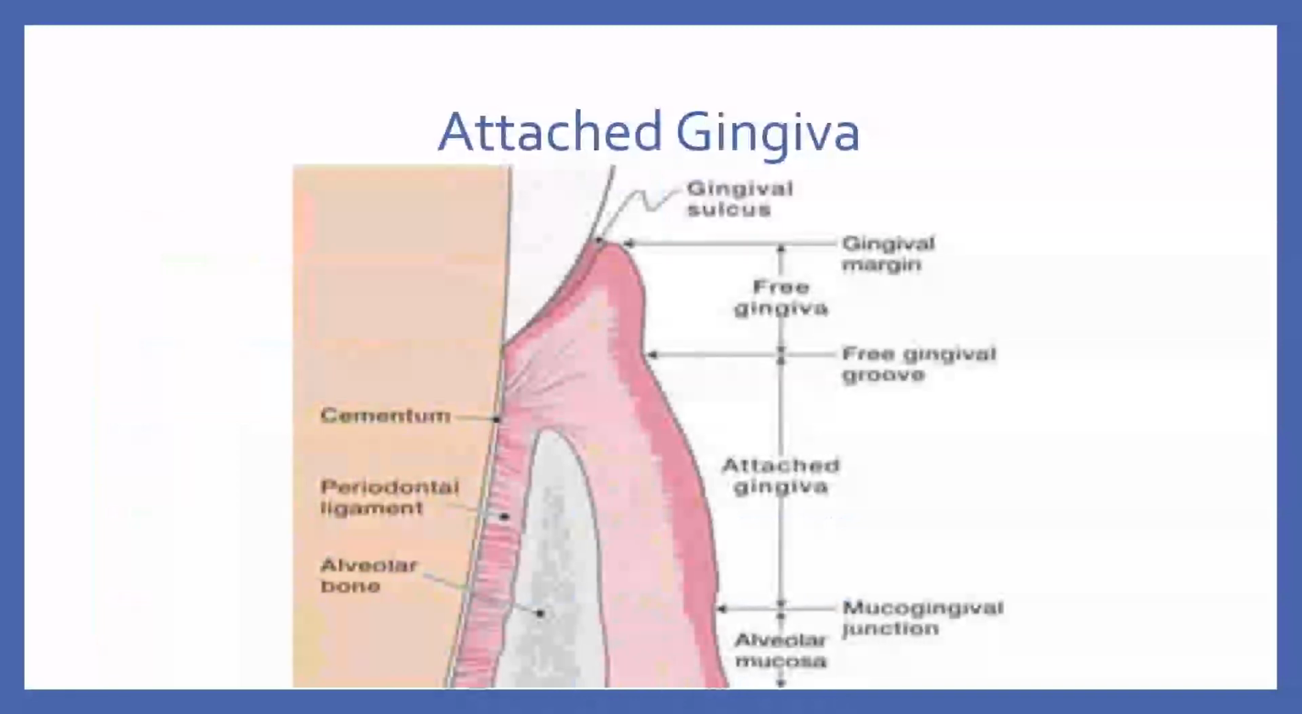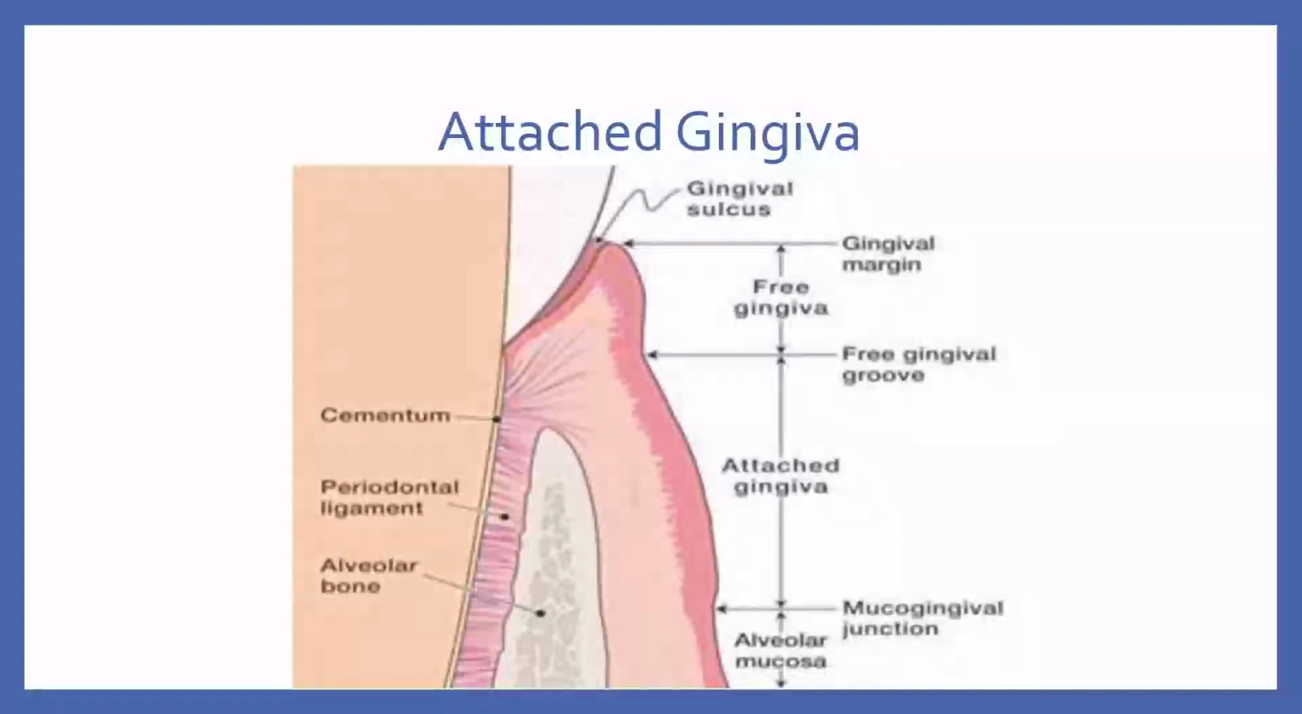The attached gingiva is the second type of gingiva. It is continuous with the marginal gingiva, and it is firm, resilient, and tightly bound to the underlying periosteum of alveolar bone. Coronally, it is demarcated from the free gingiva by the free gingival groove, and it extends apically to the mucogingival junction, where it becomes continuous with the alveolar mucosa.